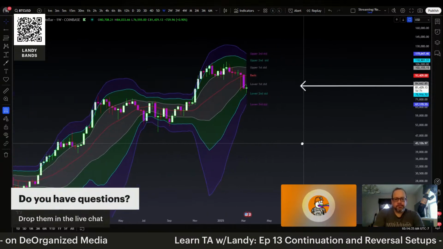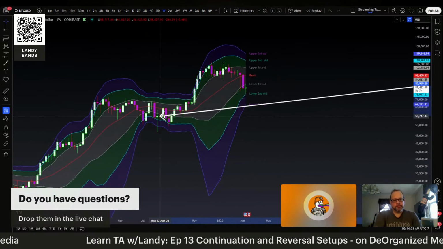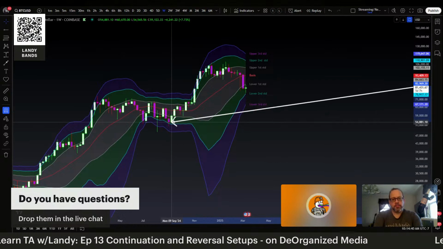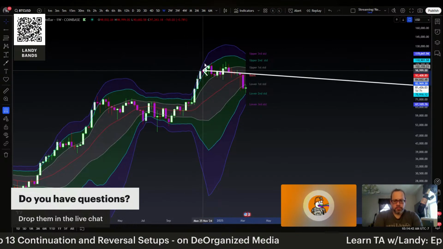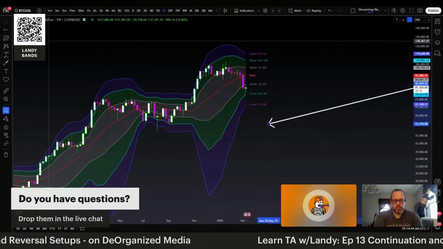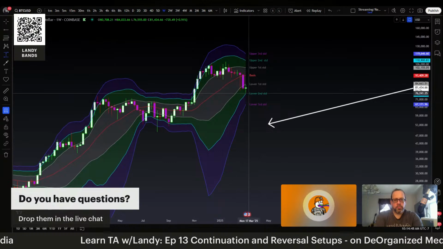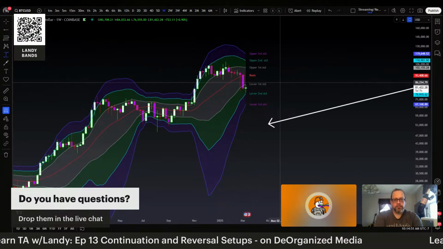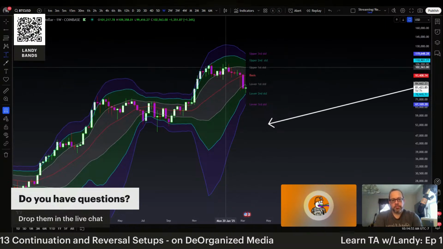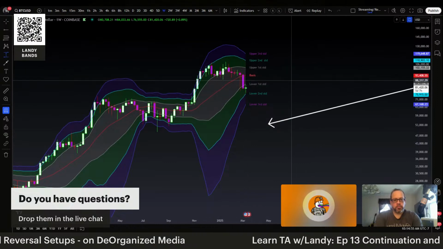So we were moving from a compression or consolidation period in price action to a big expansion to the upside here. And I want to call this out because a lot of people get this a little confused because they see this big move down. They're like, this is expansion. No, it's daily expansion, but this is actually weekly compression on the bands here.